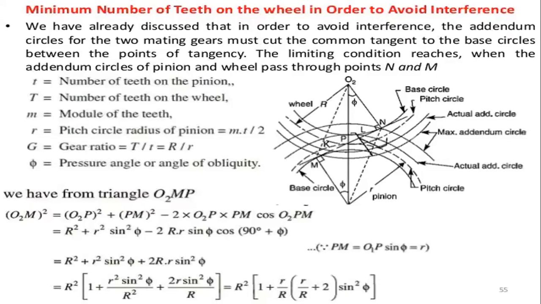We have already discussed that to avoid the interference, the addendum circles of the two mating gears must have the common tangent. That is, the common tangent here is ML, which is tangent to the base circles between the points of tangency. So this is the point of tangency.